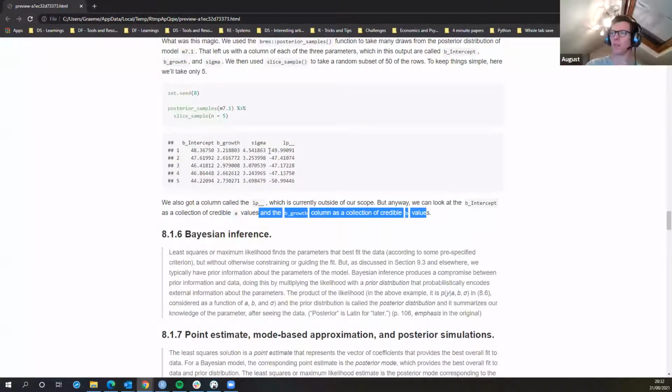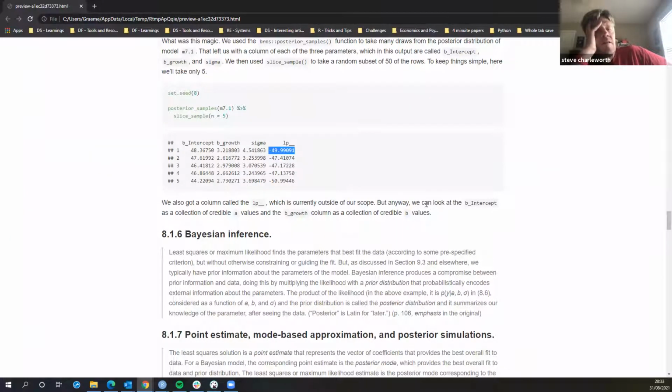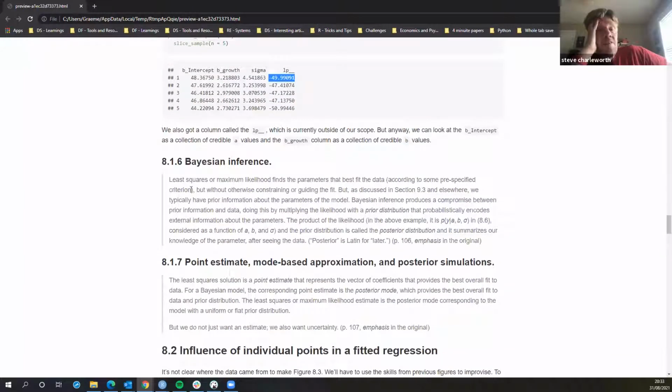Look, I've heard this term credible interval. Credible interval. And it's all about, you can look at the B-incept as a collection of credible A values and the B column as a collection of credible B values. So they're saying how credible it is, I presume. I don't really fully understand what that means statistically. This is the problem, sometimes they introduce stuff and you end up debating it, and it's like, well, that's introduced later on. But anyway, we'll crack on.